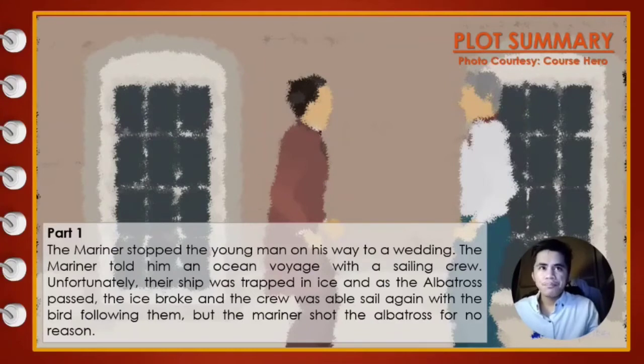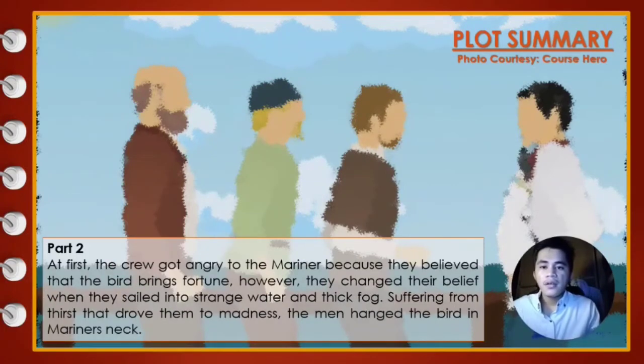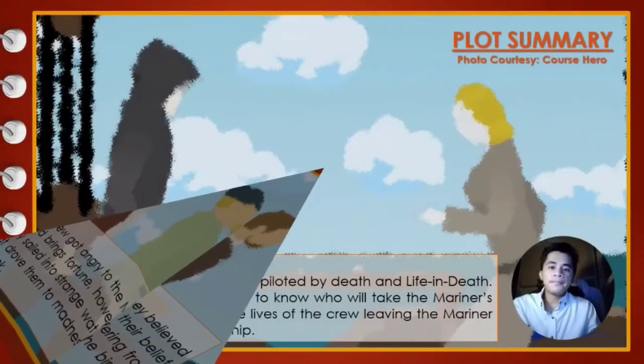But the mariner shot the albatross for no reason. And because of that, in part 2, as the mariner killed the albatross, his fellow crew got angry with him because they believed that the bird brings fortune. However, this belief changed when they sailed into strange water and thick fog, and suffering from thirst that drove them to madness, the men hanged the bird on the mariner's neck.